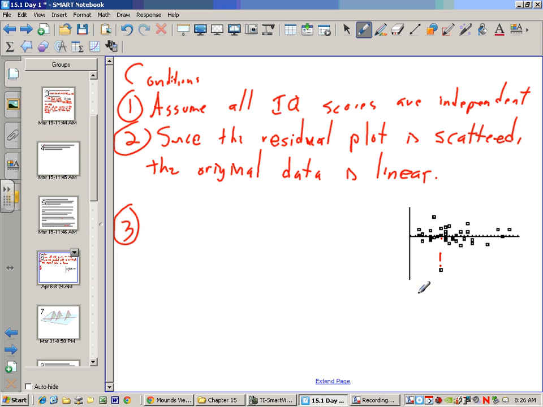A fan would be if there's a big standard deviation here and a very little one over here, or vice versa, small over here and big over here. But here it's fairly consistent throughout. So we can say sigma is the same throughout the residual plot.